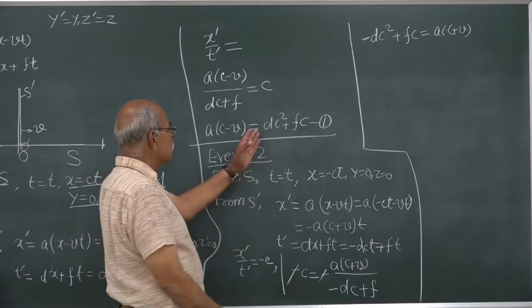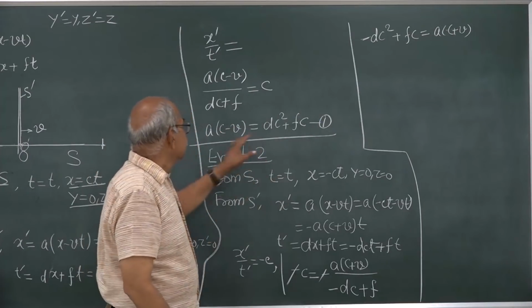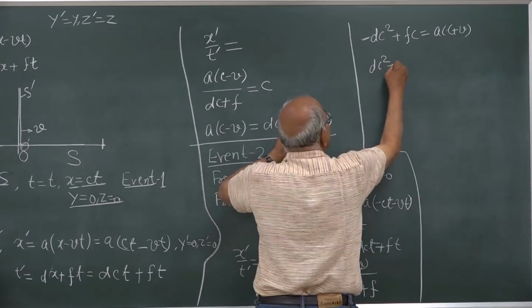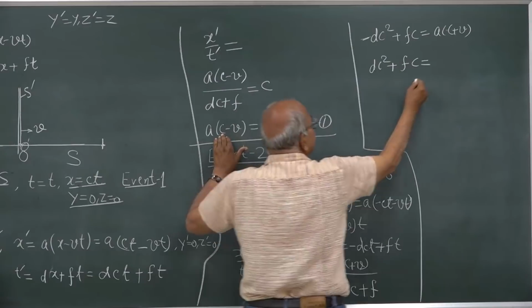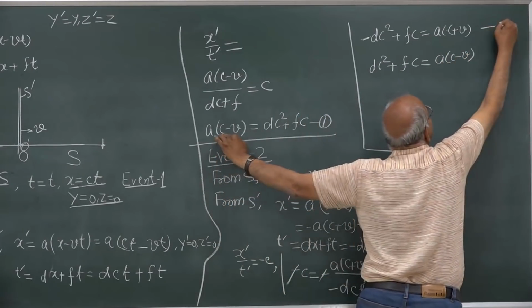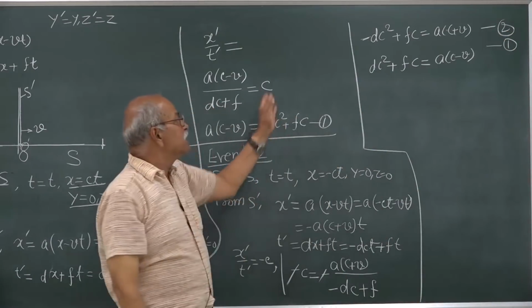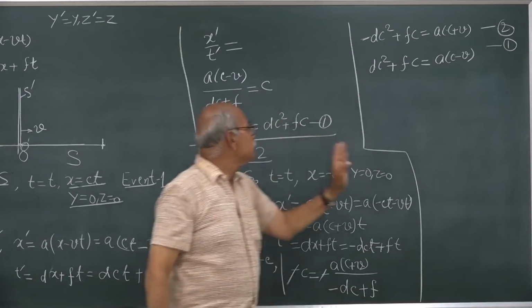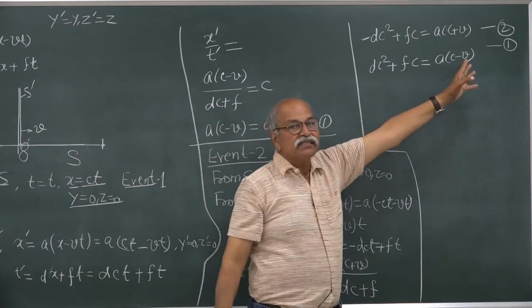Now, look at this equation and this equation. Let me write this equation again. D c square plus F c is equal to A into c plus v. This was my second equation, and this is my first equation, which I am rewriting: D c square plus F c is equal to A into c minus v.